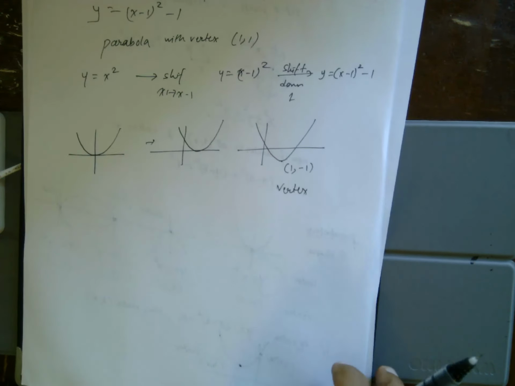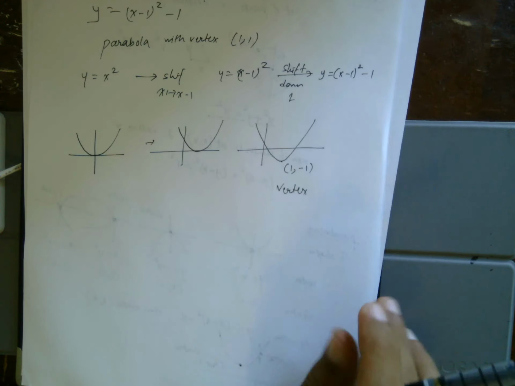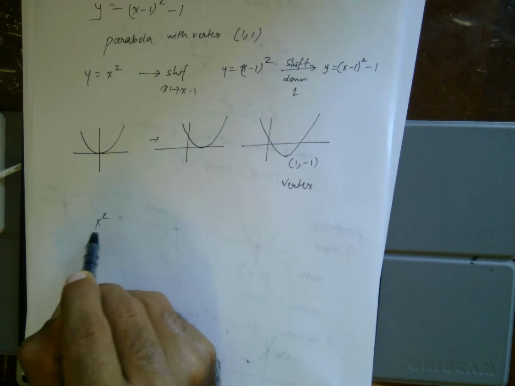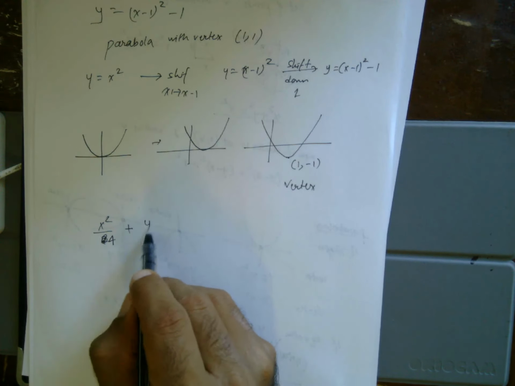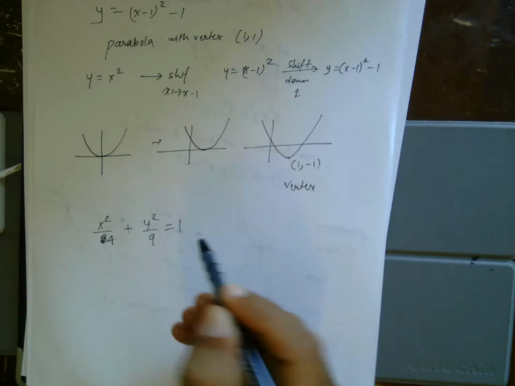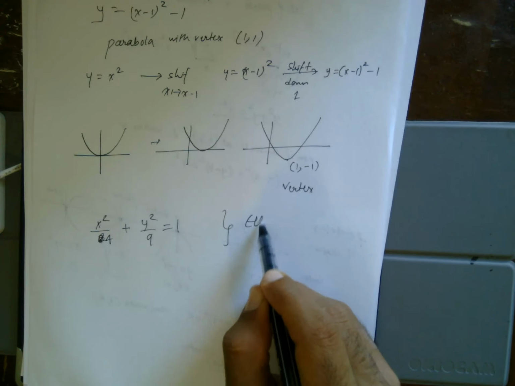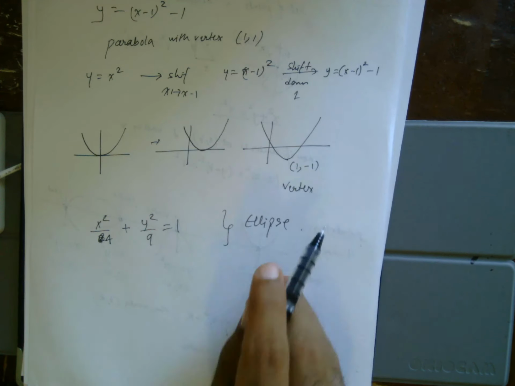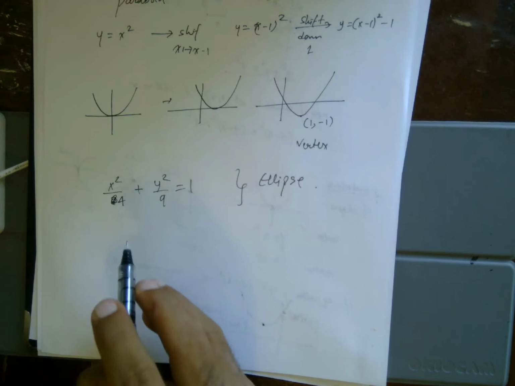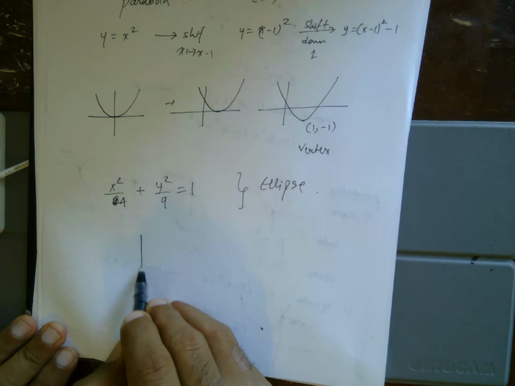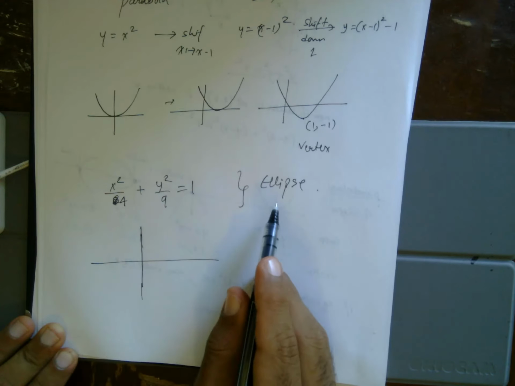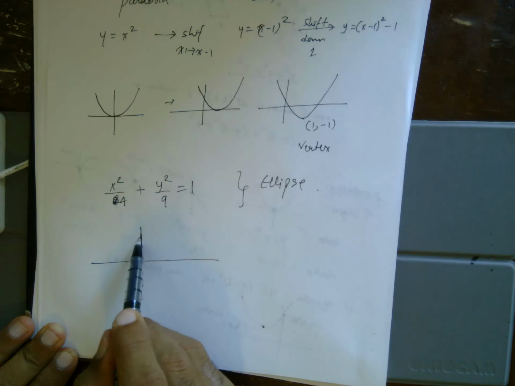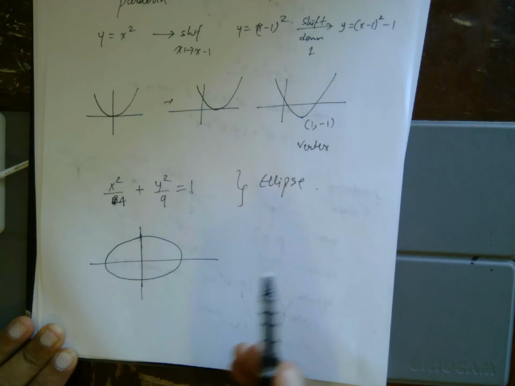Then the last thing that you've seen in Math 103 is an equation of this form. Say x squared over 4 plus y squared over 9 equals 1. Equations of this form give us a shape called an ellipse. We are going to go into much more detail on day 3, but basically an ellipse is a circle, but it's flattened so that it's not symmetric anymore.